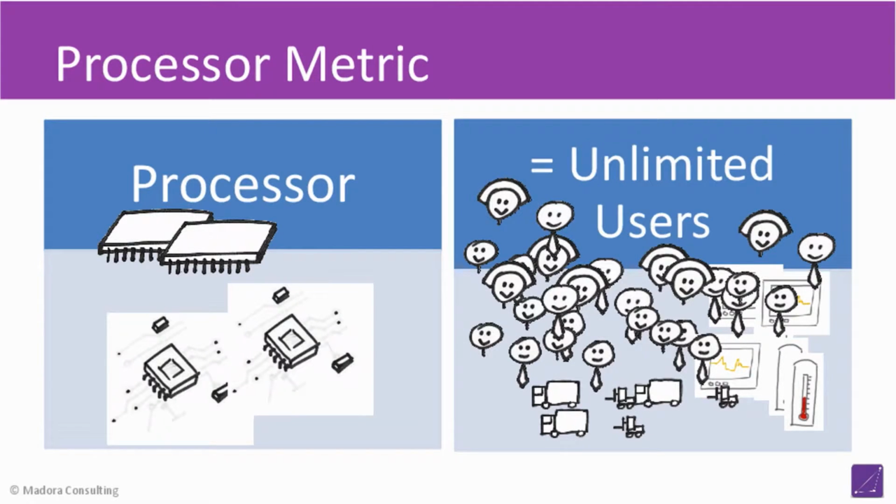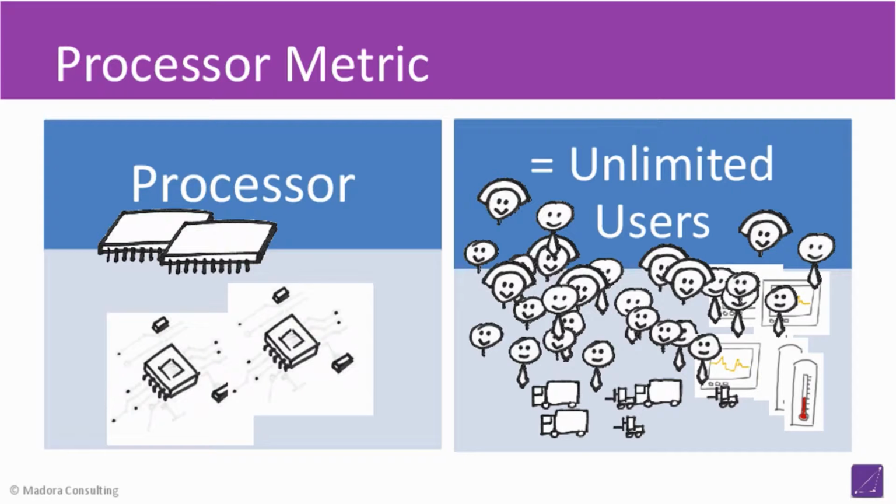So these are the two metrics that are currently available for database and most of the middleware products as well. But if you choose to license by processor, then you can set up an unlimited number of users on that server. And this type of licensing is required if you can't count the users, or the server is open to the internet, or there are high numbers of users.